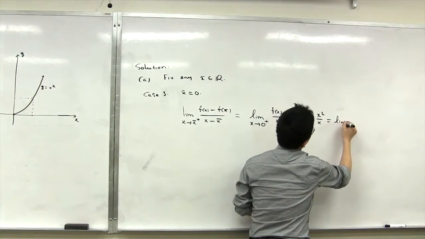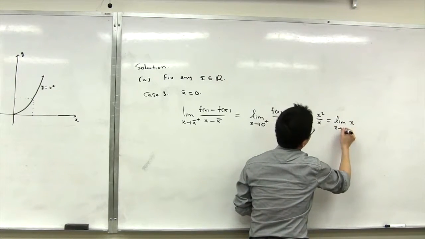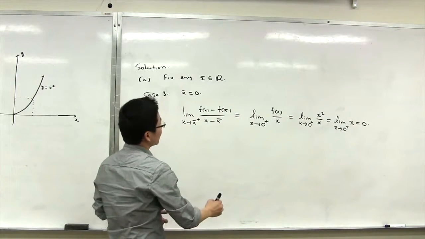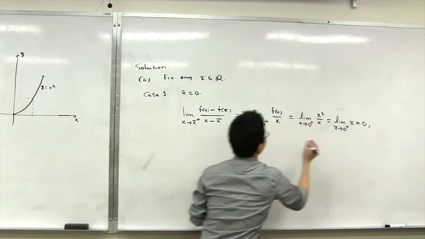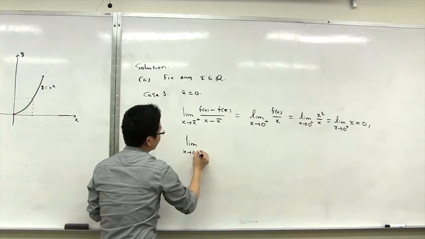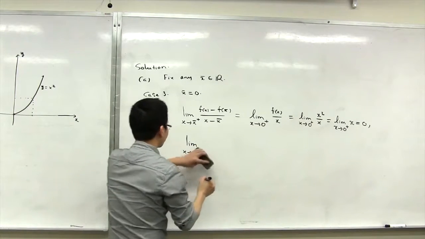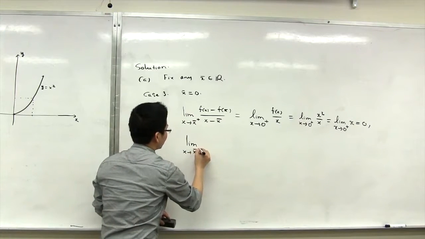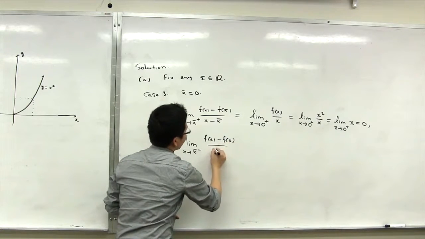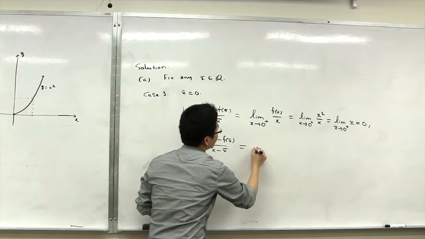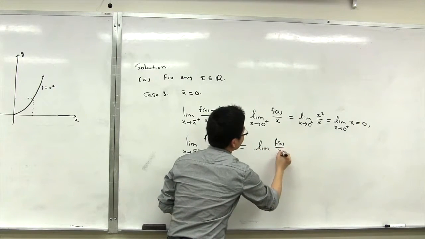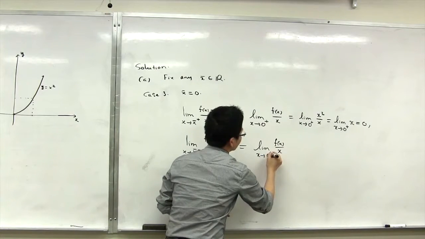And see that this is just the limit of x as x approaches 0 from the right, and this is 0. Okay? And also, we will look at the left limit at x bar of f of x minus f of x bar over x minus x bar. And as you can see, this is just the left limit of f of x over x at 0. Okay.